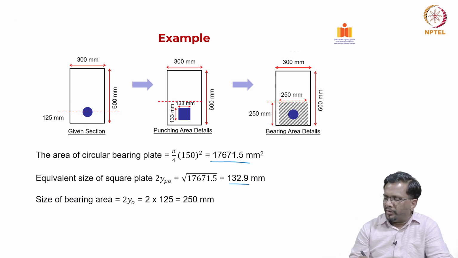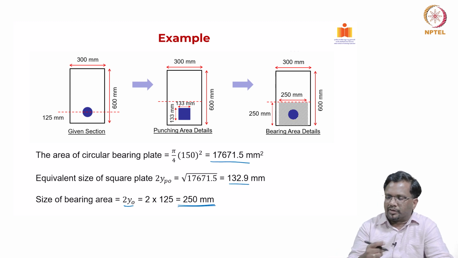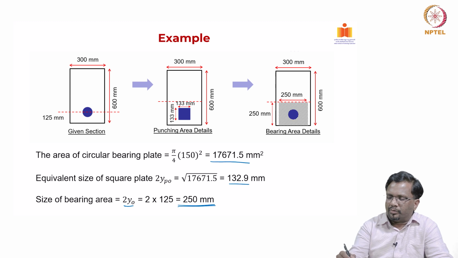Now, what is the size of the bearing area? We have seen that it is going to be 2 Y0. So, which is basically 2 into 125, is 250 mm, the size of the bearing area, right. So, that is the reason the width of the section is this, right. So, this is 250 mm, and then the size of the bearing area is 2 into Y0. So, basically 250 mm by this.